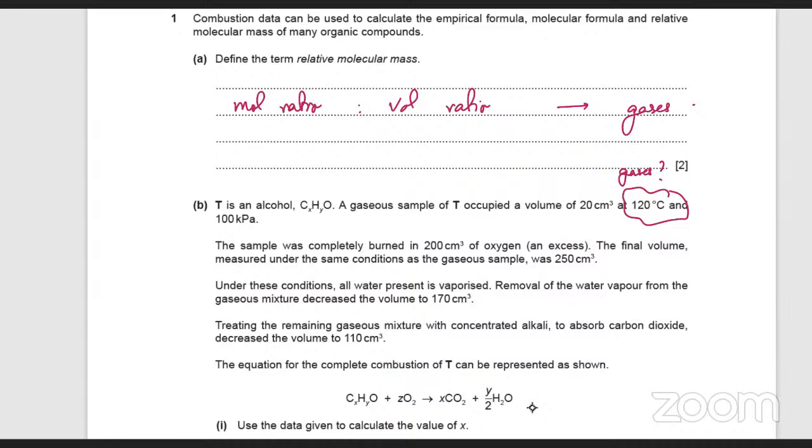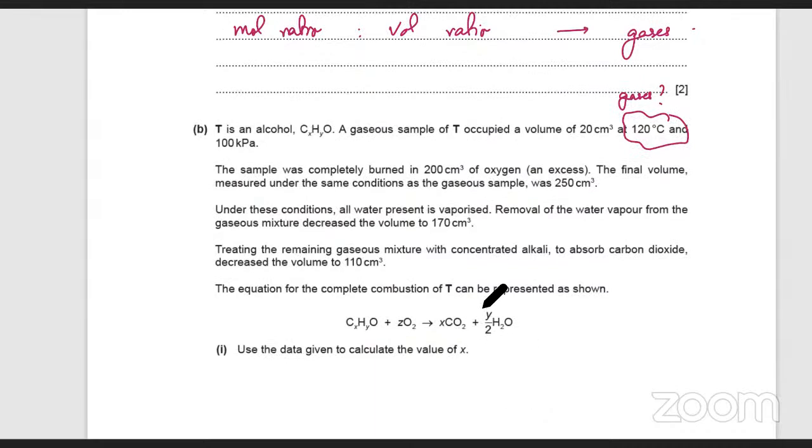तो अब यहाँ पे वो क्या कह रहा है कि if you read the question carefully, saying that there was a 20 cm cube gaseous sample of CxHyO, तो ये 20 cm cube है. It is reacted with कितना oxygen? 200 cm cube of excess oxygen. But remember, this is in excess. The final volume measured under the same conditions as the gaseous sample was 250. So final volume जो है ना, that happens to be 250 cm cube.